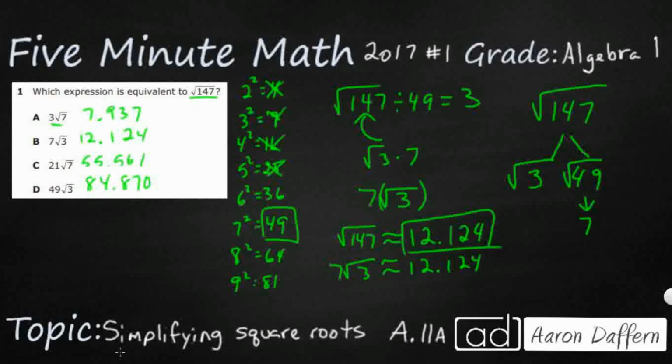So if you want, you can manually calculate this, but factoring it and finding that the square root of 147 is the square root of 3 times the square root of 49 is a little bit more effective and efficient. So our answer here is going to be B.